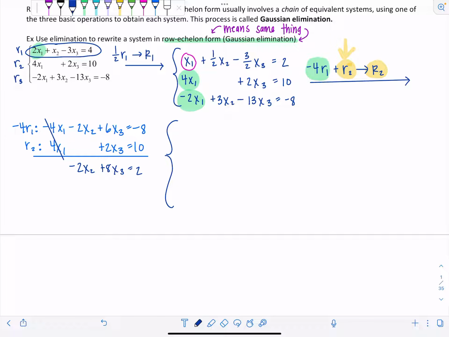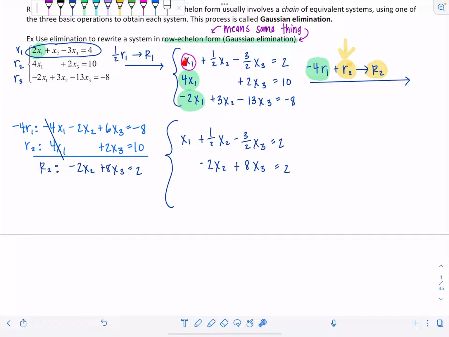Okay, so leave a space. I'm not going to change my row 1, so let me rewrite that now. That's staying as is. And then my new row 2 is right here. So we've got negative 2x2 plus 8x3 is equal to 2. Beautiful. And then again, I want to repeat a similar process so I can make a 0 appear here at this entry. So how would you do that?